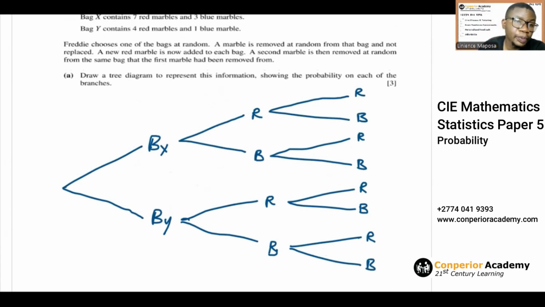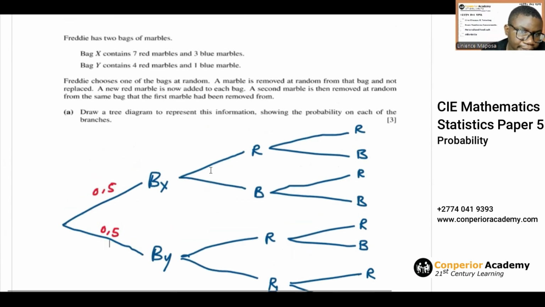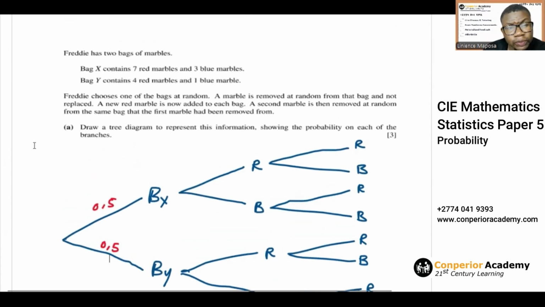Now I just need to populate my probabilities. Let's look at choosing between 2 bags. That's 0.5. That's 50% probability of picking each bag. Now, if you pick for the first time from bag X, what is the probability that you pick red?